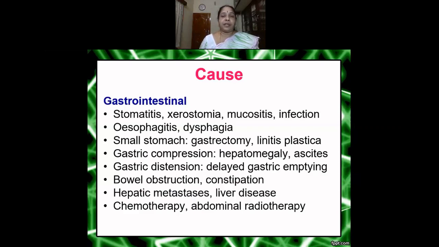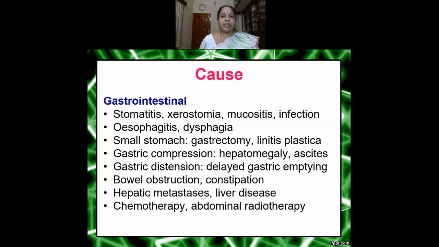Small stomach: the volume of the stomach reduces, which could be because of gastrectomy. Gastrectomy is the surgical removal of a portion of the stomach. When there is a malignancy in the stomach, like a tumor or a cancer, and it is surgically removed, the capacity or the volume of the stomach reduces, and this is called a small stomach as a result of gastrectomy. Linitis plastica is a cancer of the stomach.